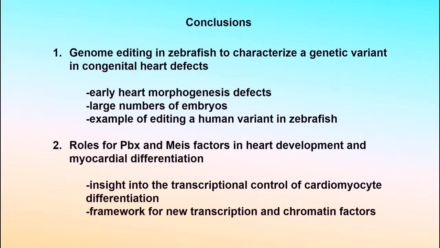And then I've also told you about how we're looking at roles for Pbx and Meis factors in heart development. And we think this work is giving us further insight into the transcriptional control of cardiomyocyte differentiation. And we think that some of our approaches can provide a framework for not only looking at new transcription factors, but also other chromatin factors that have been identified as potential candidates in heart defects in humans.